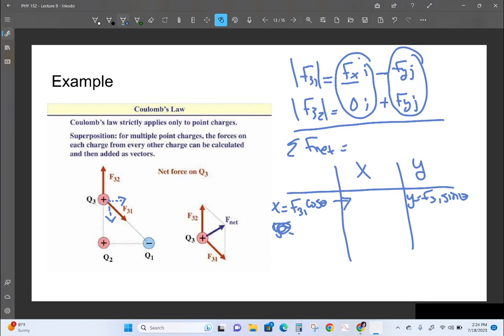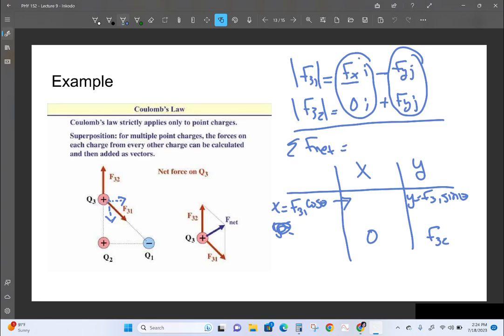We're going to have to find what F32 is, and in this case, F32 is not going to have any x, it's just going to be whatever that is, the y component. It only has one component. So let's do some numbers here.